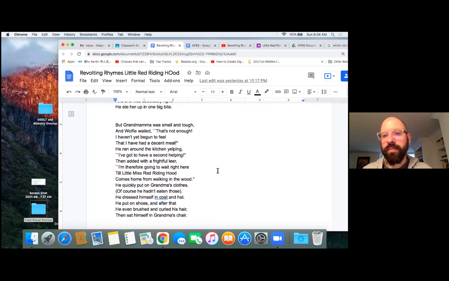But Grandmama was small and tough, and Wolfie wailed, "That's not enough. I haven't yet begun to feel that I have had a decent meal." He ran around the kitchen yelping, "I've got to have a second helping," then added with a frightful leer, "I'm therefore going to wait right here till little Miss Red Riding Hood comes home from walking in the wood." He quickly put on Grandma's clothes. Of course, he hadn't eaten those. He dressed himself in coat and hat. He put on shoes, and after that, he even brushed and curled his hair. Then he sat himself in Grandma's chair.